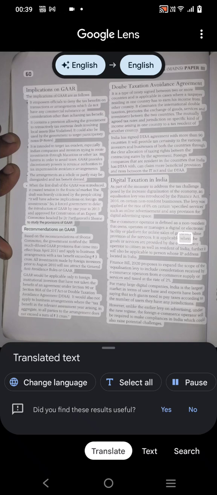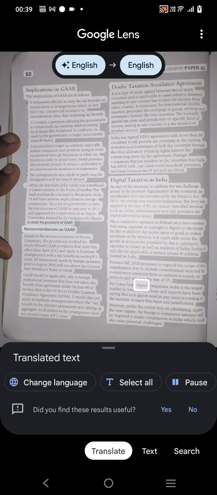It is applicable when the goods or services are provided by the e-commerce operator to citizens as well as residents of India. Further, it will also be applicable to persons whose IP address is located in India. Finance Bill 2020 proposes to expand the scope of the equalization levy to include consideration received by e-commerce operators from e-commerce supplier services and taxed at the rate of 2%.